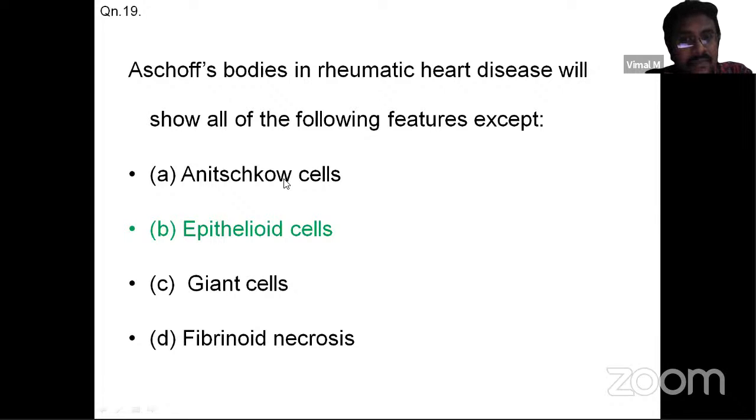So tomorrow we'll be seeing the MCQs from the respiratory system, and we'll be moving on similarly with other systems also.